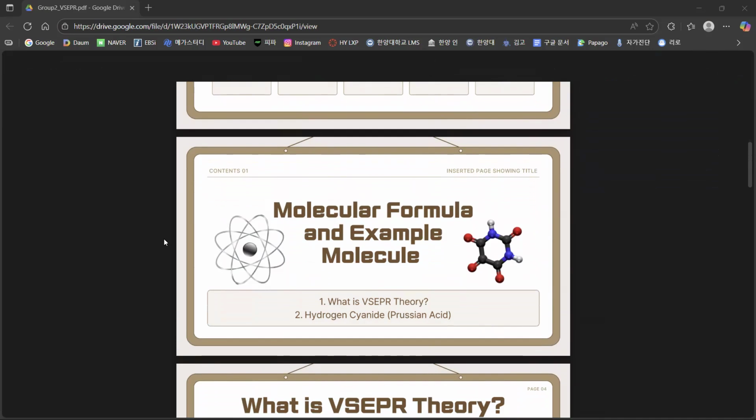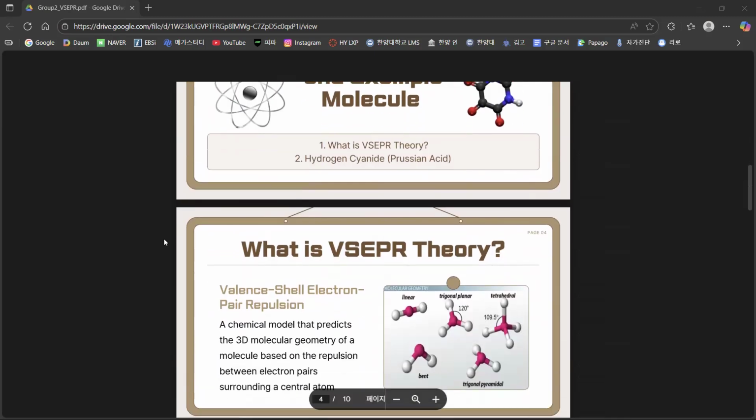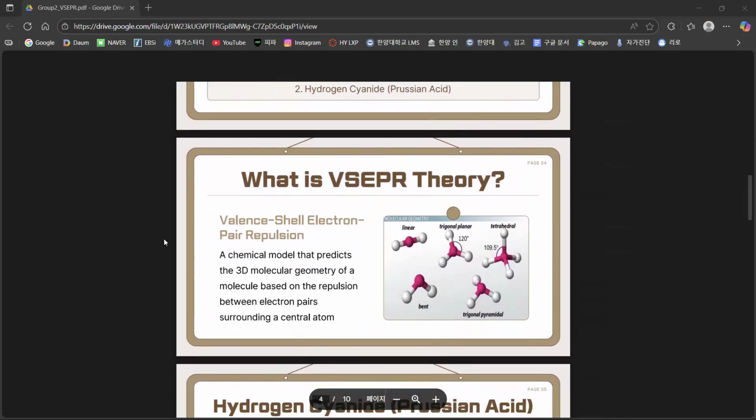Then let's move on to molecular formula and example molecule. There are two questions about this. First one is what is VSEPR theory, and second is what is hydrogen cyanide. It is Prussic acid, and it is an example of this theory. We are going to introduce the structure of this molecular formula, and we are going to make an easy way to explain this chemical example.